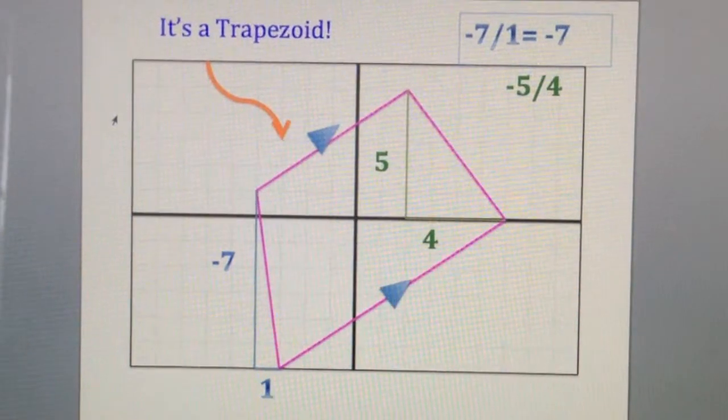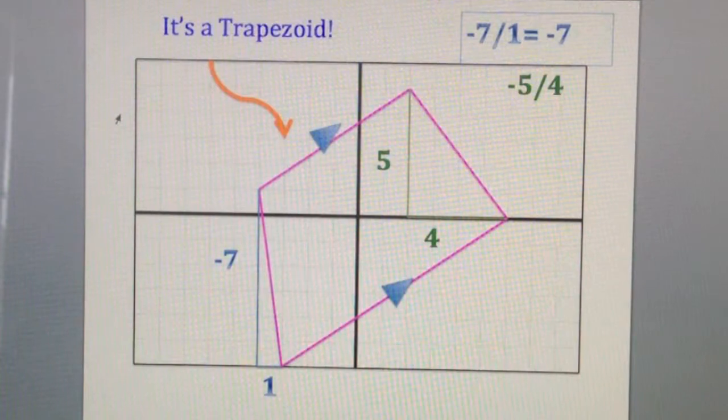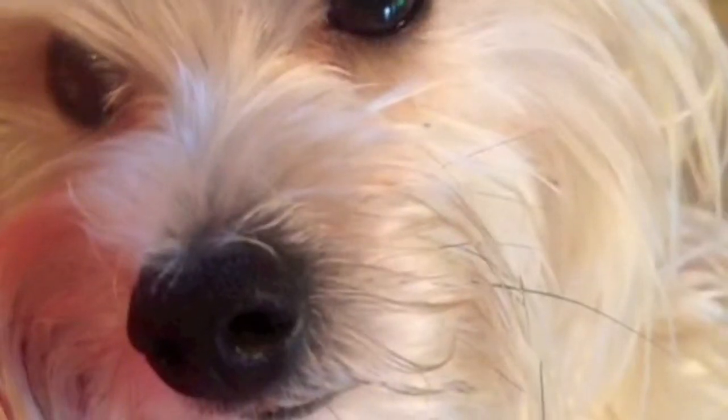Now that we know the figure has exactly one pair of parallel and one pair of non-parallel sides, we can classify it as a trapezoid. I hope you had fun learning about the properties of a trapezoid and how to show that a figure is a trapezoid. I know Lucy and I did.